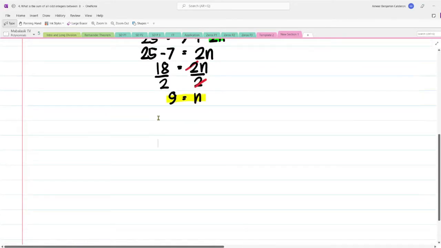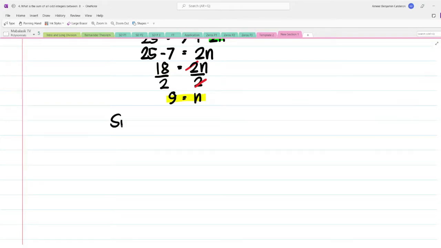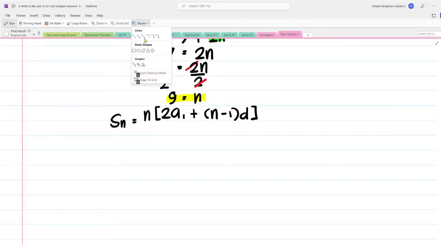Now that we know how many odd integers we have, we can now use the formula for arithmetic series to solve for the sum. So S sub n equals n times the quantity of 2a sub 1 plus the quantity of n minus 1 times d all over 2.